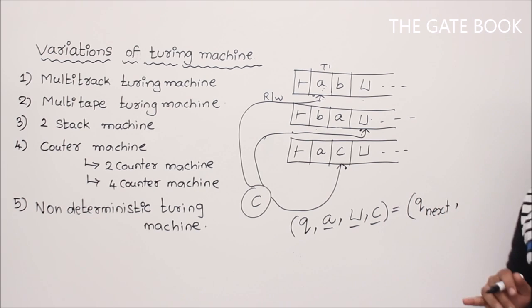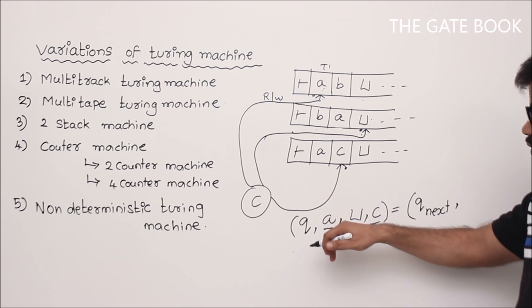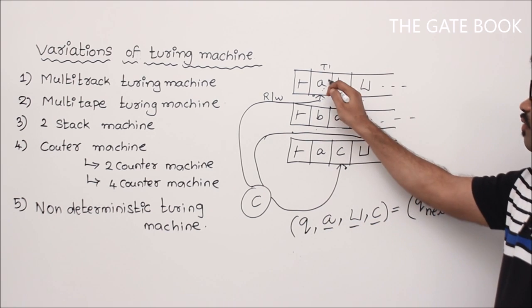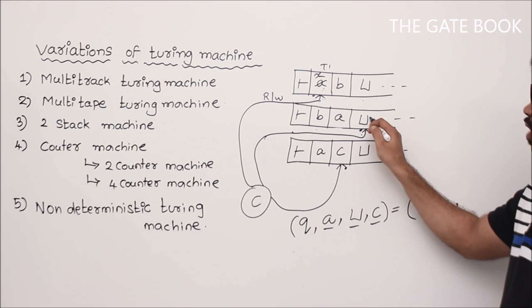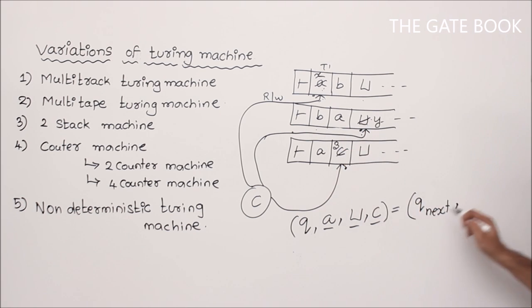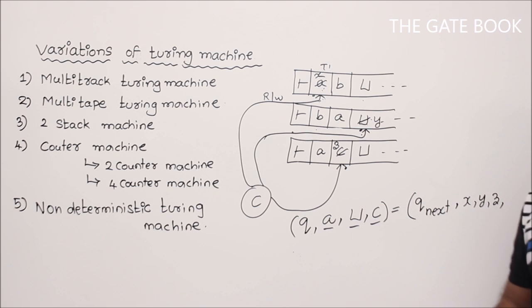Now Q next, and anything else. So here you have A. After seeing A, you can modify it. Let's say we are modifying it to X. We want to modify this blank to Y, and we want to modify this C to Z. Then it will be X comma Y comma Z. That is the way this transition function is defined.